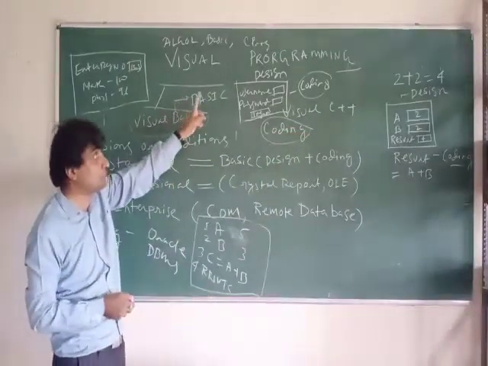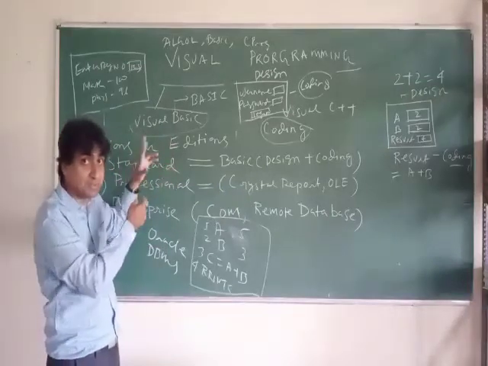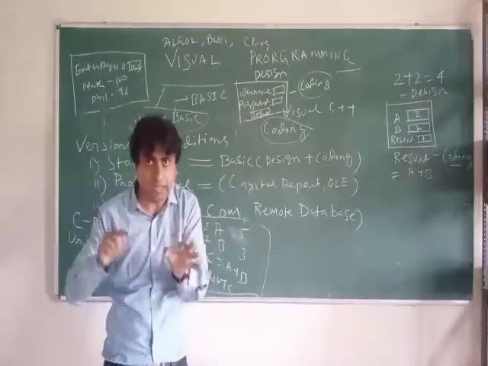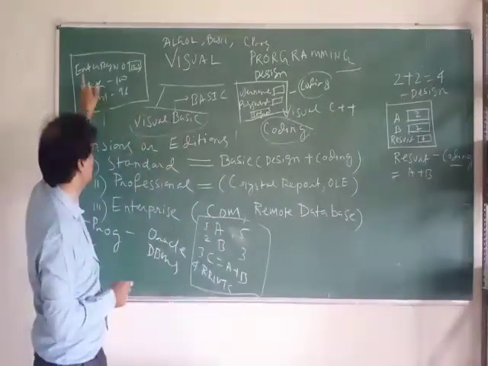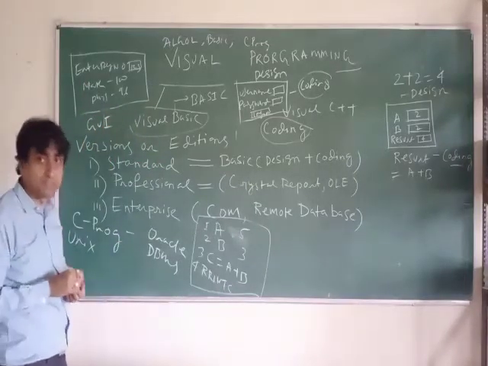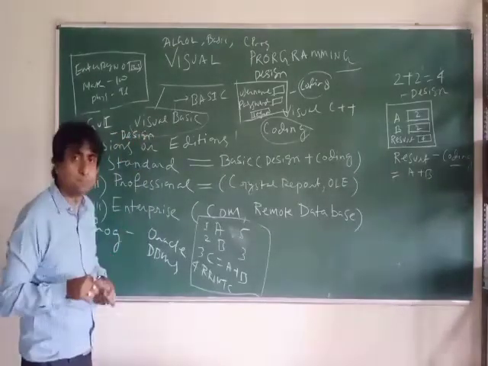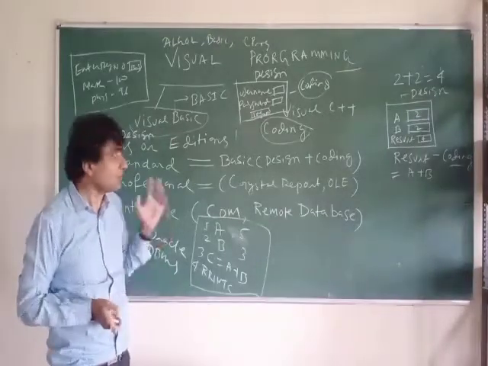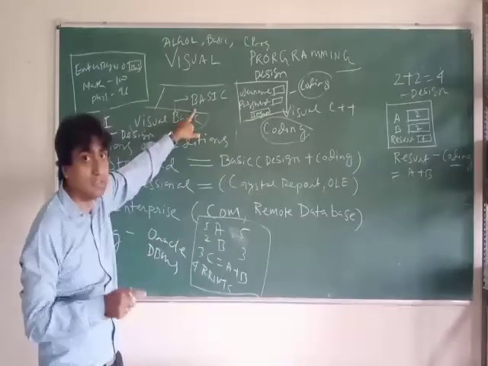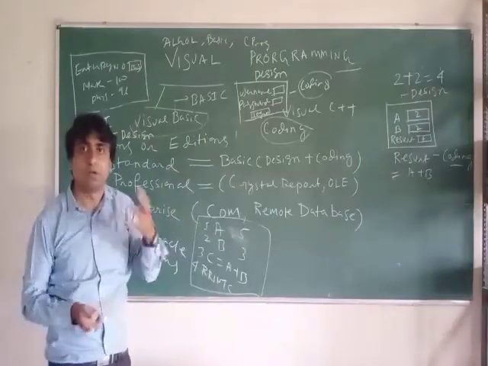I told you the definition of visual programming, and the definition of Visual Basic. Again, what is Visual Basic? Visual Basic is a combination of two words, visual and basic, where visual refers to GUI, graphical user interface. That is nothing but design. Next, basic. Basic is programming or coding.